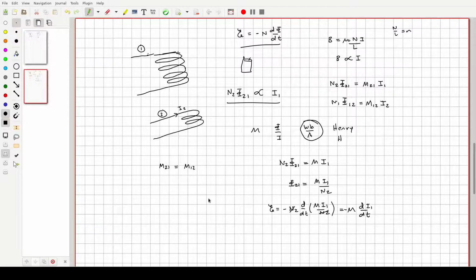So one way of thinking about the amount of EMF that's being induced by circuit 1 on circuit 2 would be that the EMF in number 2 is due to the mutual inductance that sits between the two and how the current in 1 changes with respect to time.